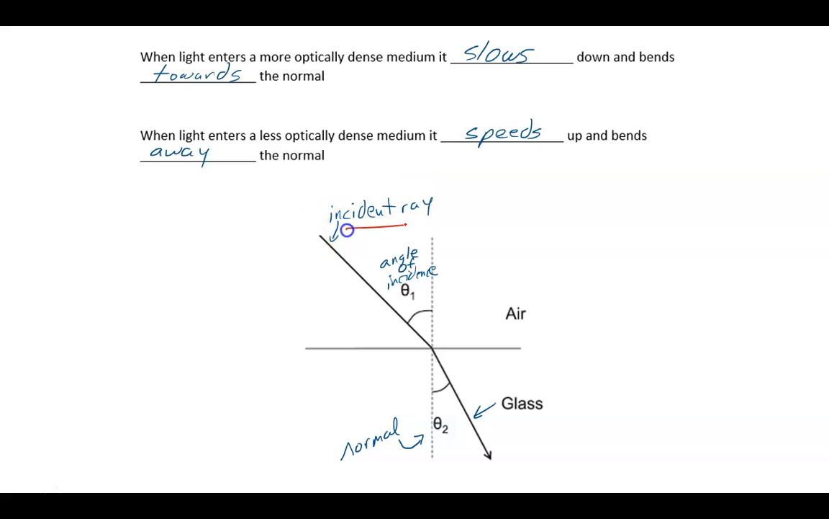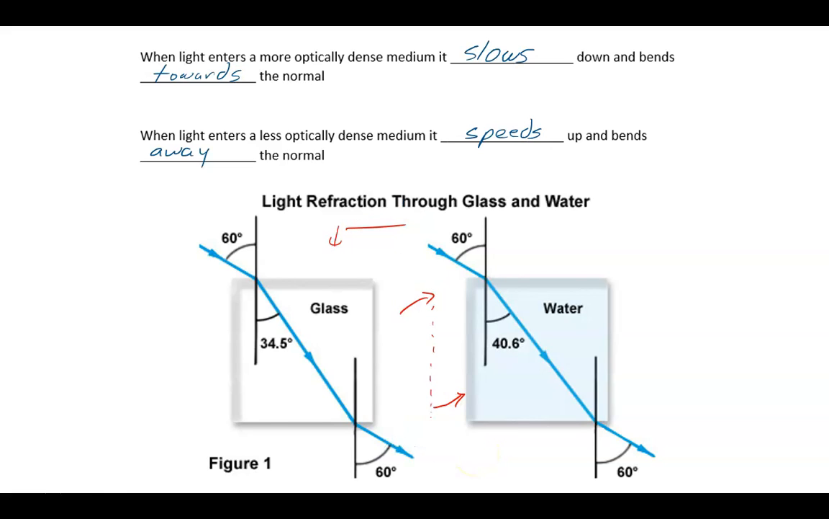Here's our incident ray again, and the normal is just this dotted line. The angle of refraction is the angle between the normal and the refracted ray. As light enters from air to glass, it's bending towards the normal. It bends towards the normal as it enters glass, and it bends away as it leaves the glass.